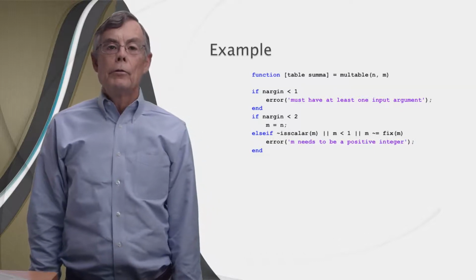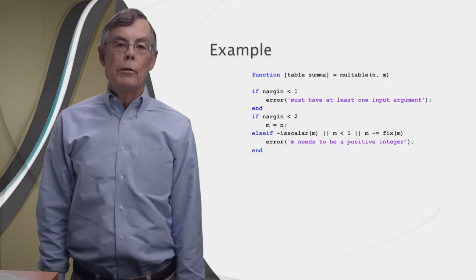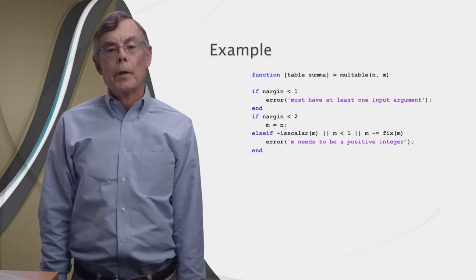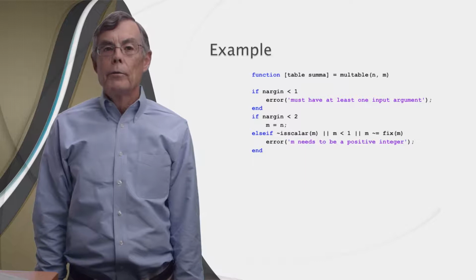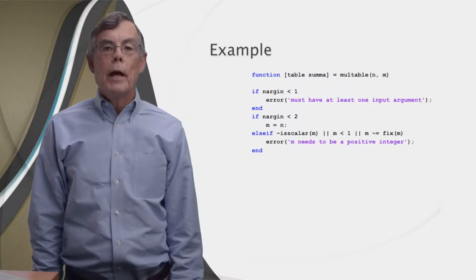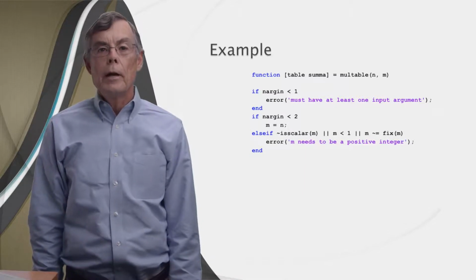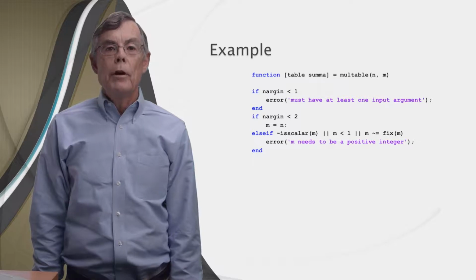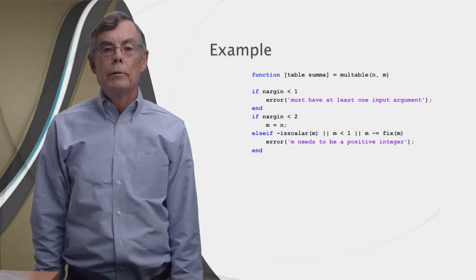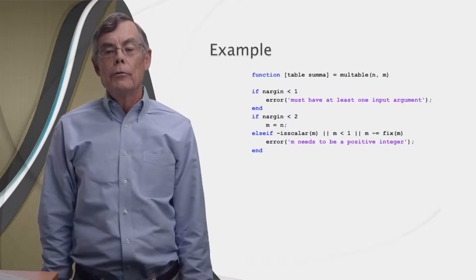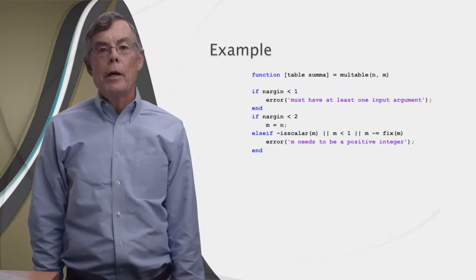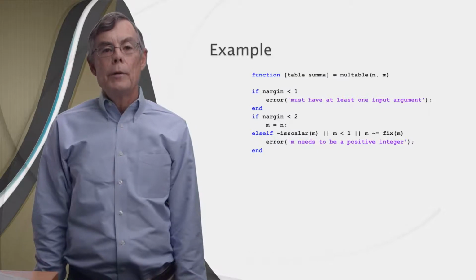The first condition uses the built-in isScalar function to check whether m is a scalar. It returns true if its argument is scalar and false otherwise. So we need to use the logical negation to turn that around by putting the tilde in front of isScalar, because not scalar is the error case. Then we check for the error m less than 1, and then we check for non-integer. Here's how we do that.